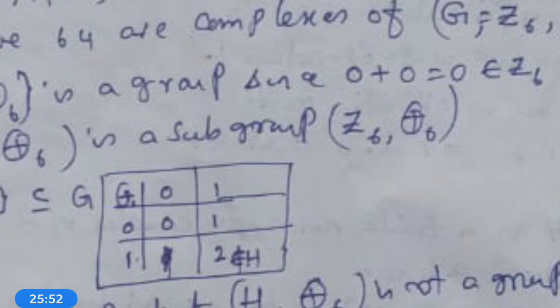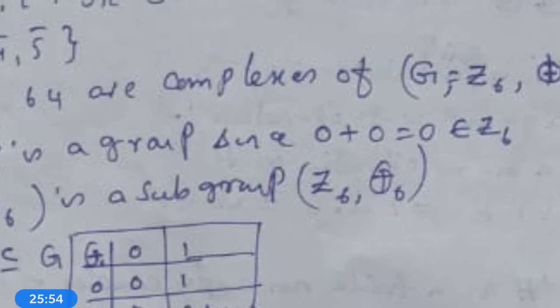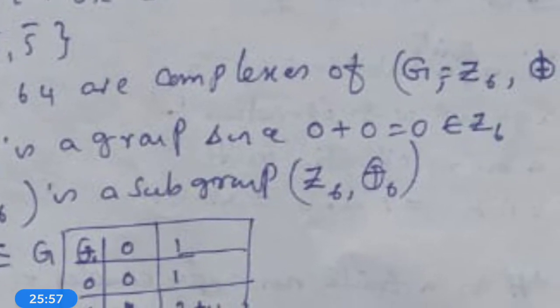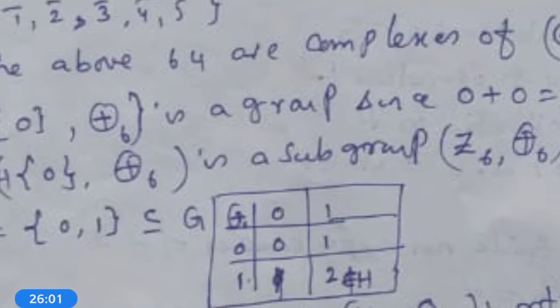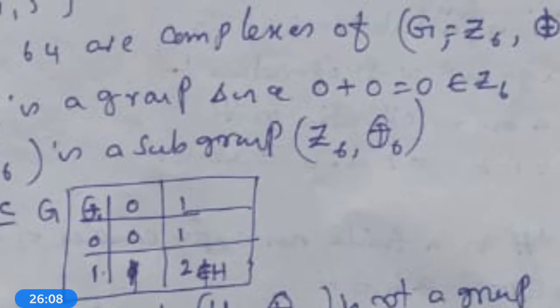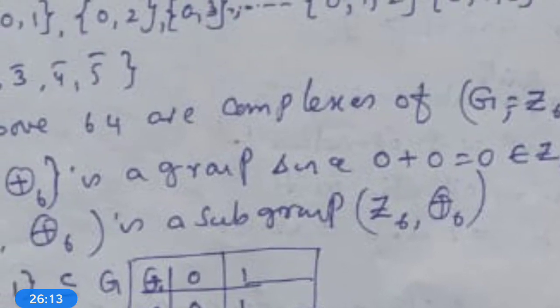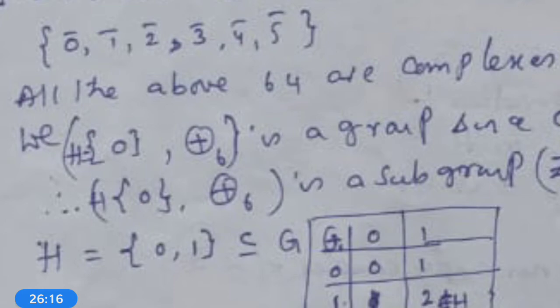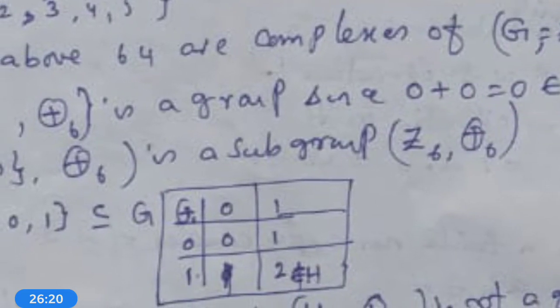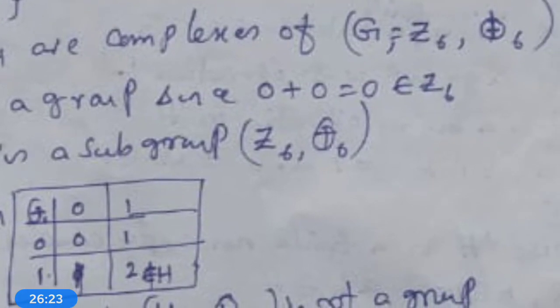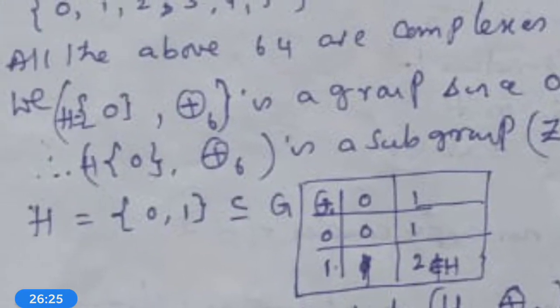Because 0 belongs to H, 0 plus 0 is equal to 0, which also belongs to Z6. Therefore, 0 plus 0 plus 0 is equal to 0 plus 0 plus 0. From the above, we conclude that Z6, that is H, comma, circle plus 6 obeys closure property and associative property.